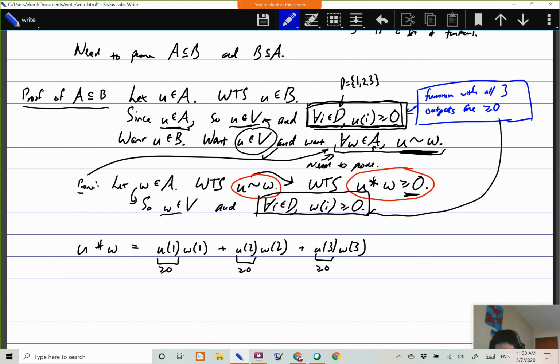So we have that this output is greater than or equal to 0, and this output is greater than or equal to 0, and this output is greater than or equal to 0. And think about it. You multiply two things that are greater than or equal to 0, you get something greater than or equal to 0. Two reals that are greater than or equal to 0 multiplied together is going to be greater than or equal to 0. This is greater than or equal to 0. You add things that are all greater than or equal to 0, and you get something greater than or equal to 0. So this final want to show, check, we have it. So this is a proof that A is a subset of B.